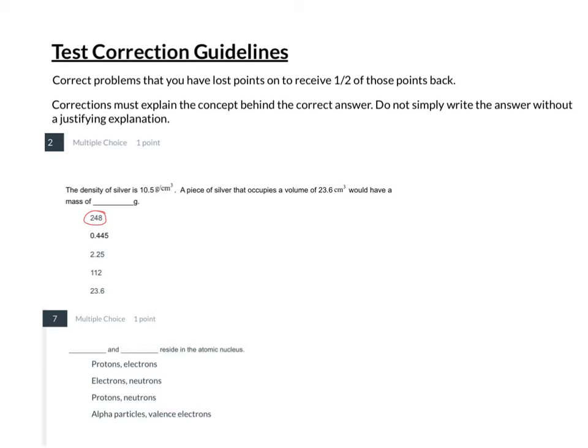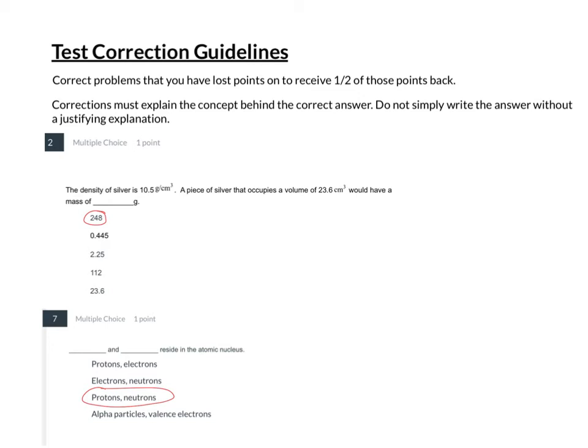Now you don't have to circle this as I just did. It says blank and blank reside in the atomic nucleus. Well, you can decide what that is, and that's going to be protons and neutrons. Now, blank and blank reside in the atomic nucleus. It's just an example of what you could write there. You could write it differently than I did. That's fine, as long as you get your point across.